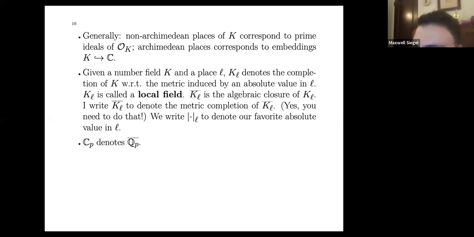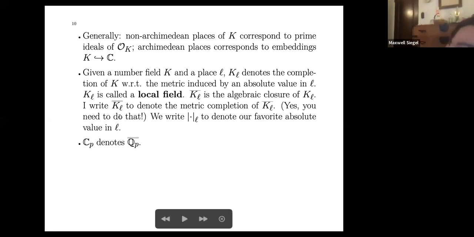Given a number field K and a place L, K_L denotes the completion of K with respect to the metrics induced by an absolute value in L. By equivalence, this completion is independent of the chosen absolute value. K_L is then called a local field. K_L bar is the algebraic closure of K_L, and K_L double bar is the metric completion of K_L bar, and yes, sometimes you have to do that. Note, we can also do all of this for certain positive characteristic function fields, and everything I'm about to tell you works for them as well. In general, everything I'm about to say works for global fields. And C_p is the metric completion of the algebraic closure of Q_p.